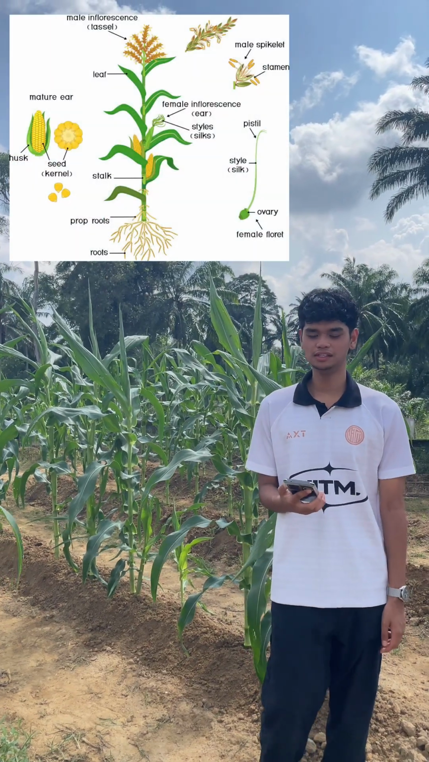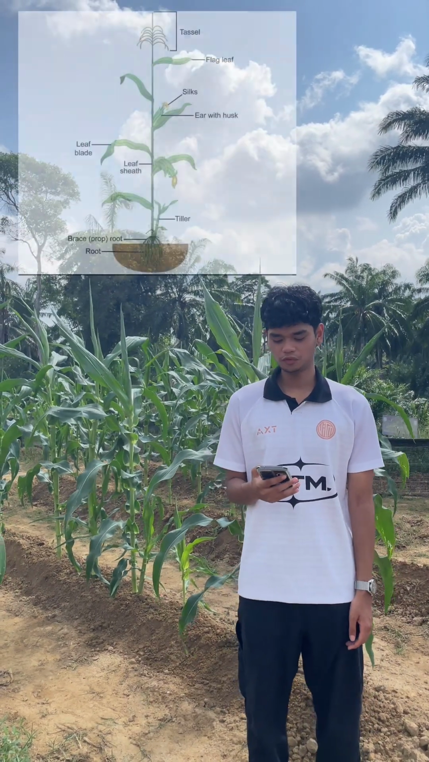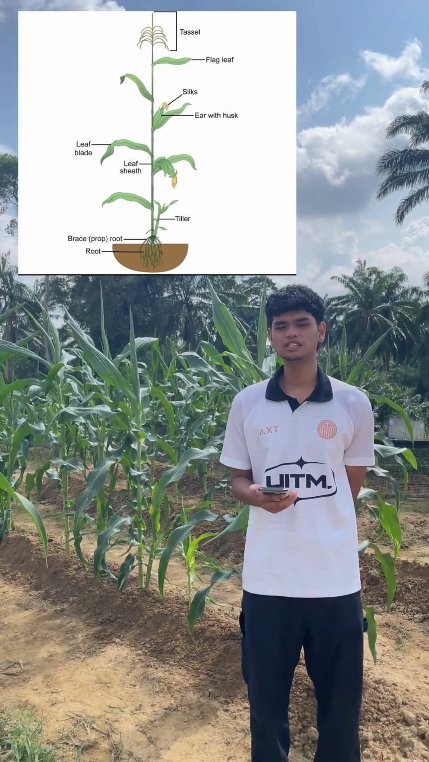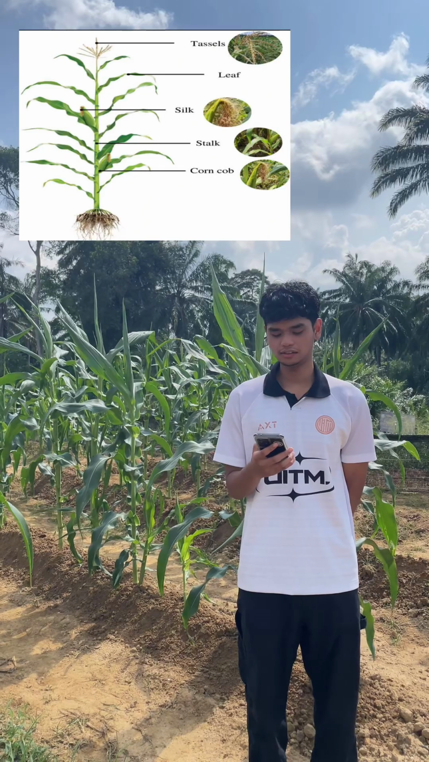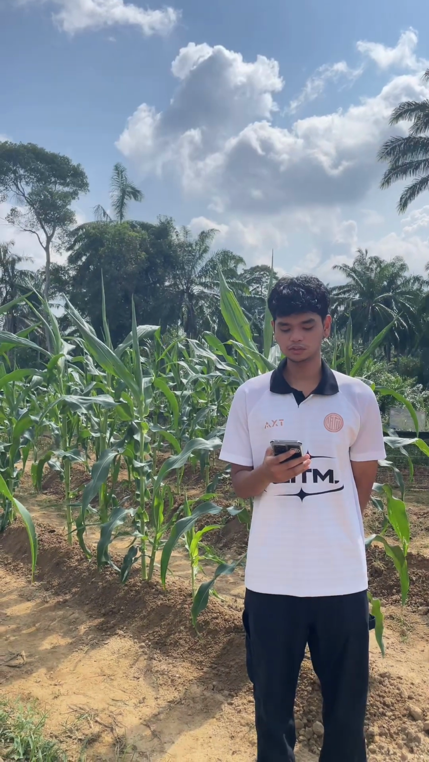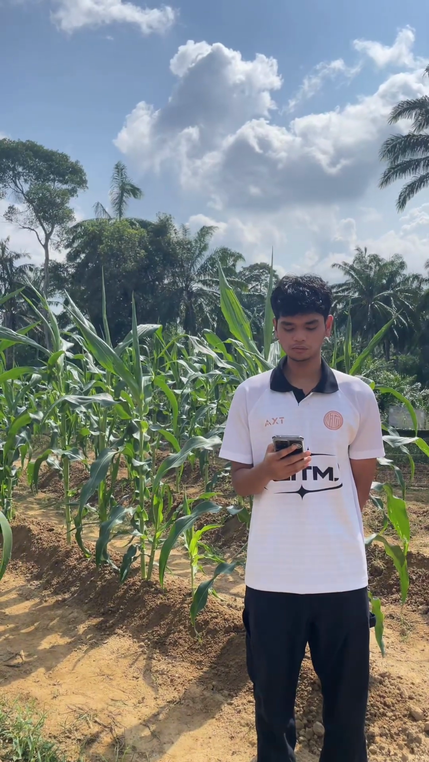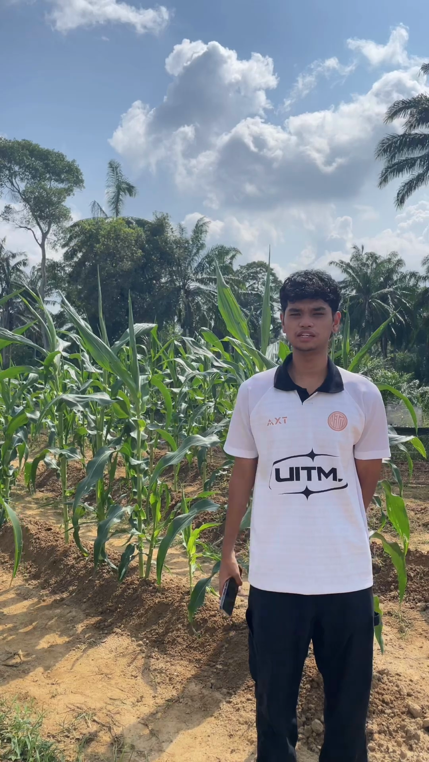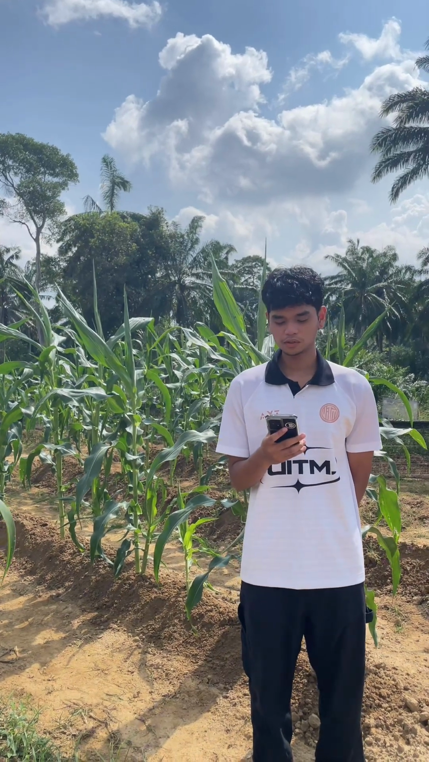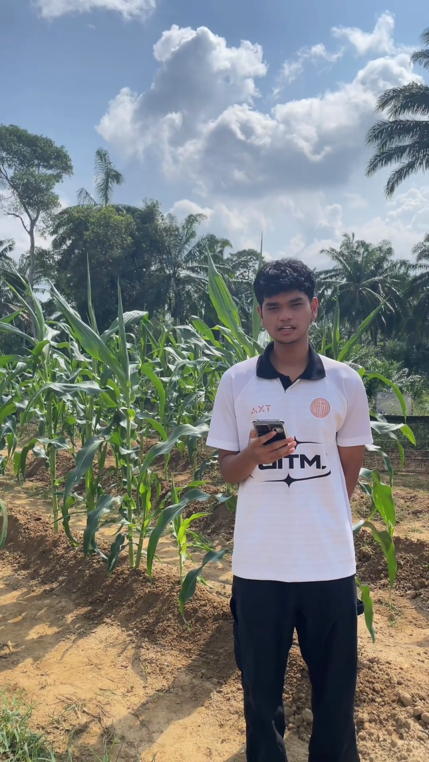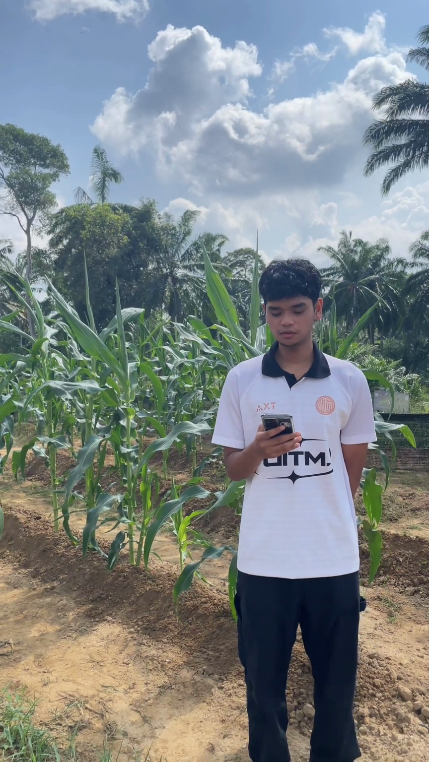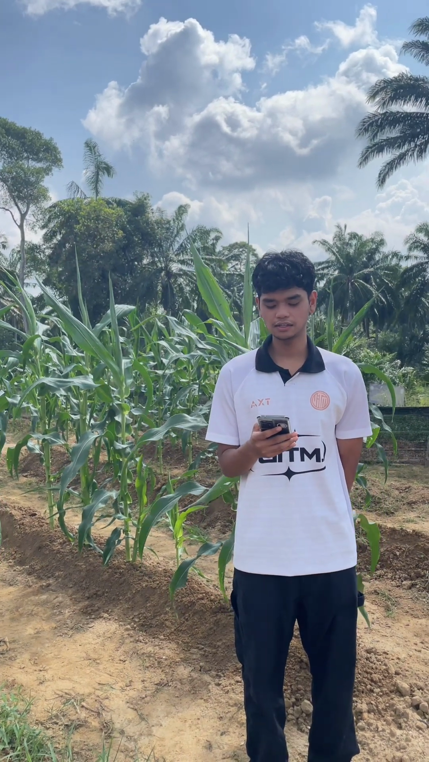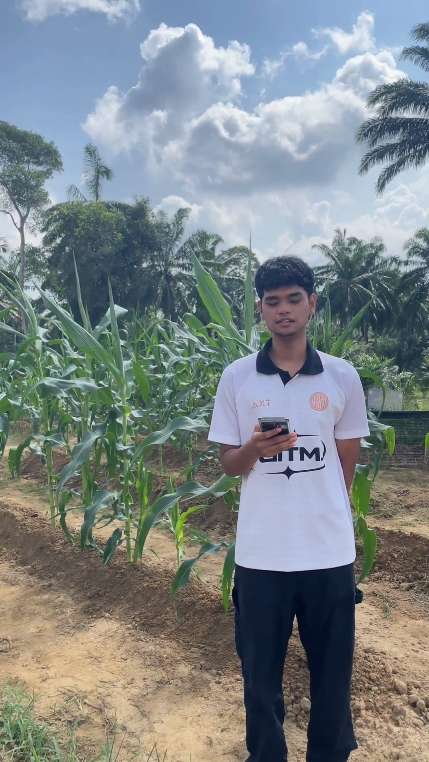First, morphology. Let us discuss the morphology of maize. Morphology refers to the external structure of the plant. Maize has a fibrous root system that helps absorb water and nutrients while providing support. The stem, also known as the stalk, is erect, cylindrical, and divided into nodes and internodes. It can grow up to several meters in height depending on the variety.